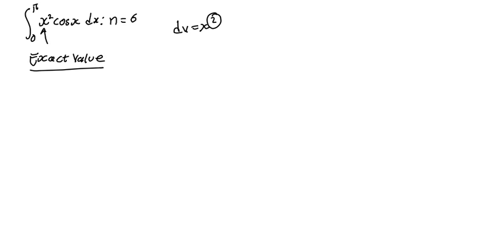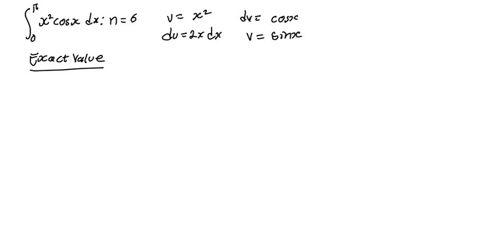It will never become a constant number. The only way it becomes a constant is if I differentiate it. But with the trig function, no matter how many times I integrate or differentiate it, the result will always be a trig function. So that's the reason we choose u equal to x squared and dv equal to cos x. So du is equal to 2x dx, and v, the integral of cos, is simply sine x.